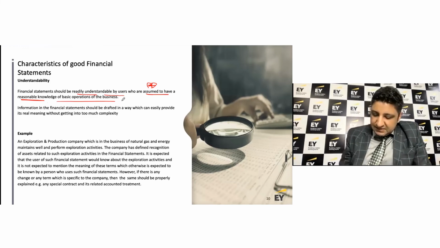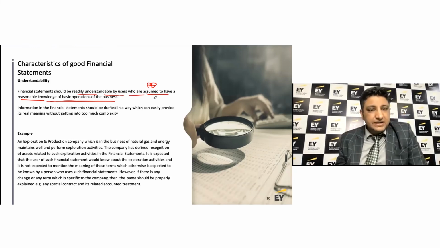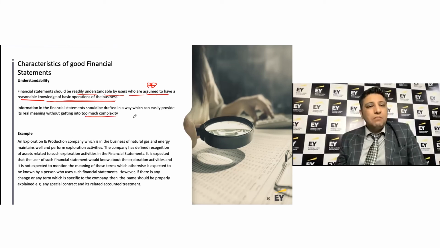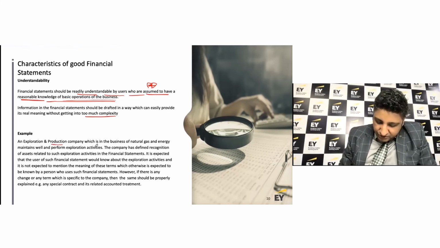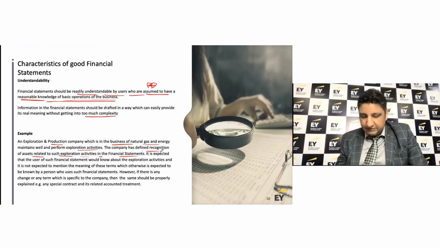That's where we say somebody who reasonably understands the business, for example, should be looking at the financial statements, and these statements should be understandable for them. It should not be too complicated, too complex, with too many jargons used in accounting and stuff like that. So there's an example given here. It says that an exploration and production company, which is in the business of natural gas and energy, maintains wells and performs exploration activities. The company has defined recognition of assets related to such exploration activities in its financial statements.